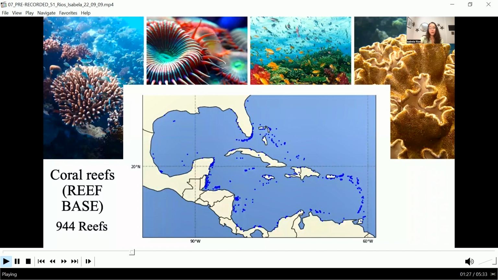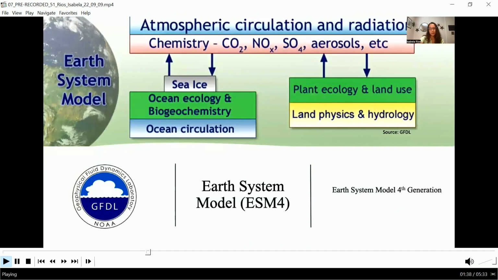944 Caribbean coral reefs were identified by using ReefBase. These spatial points were utilized to extrapolate the sea surface temperature and zooplankton density. The model used for historical and future projections was GFDL's Earth System Model 4th generation, or ESM4.